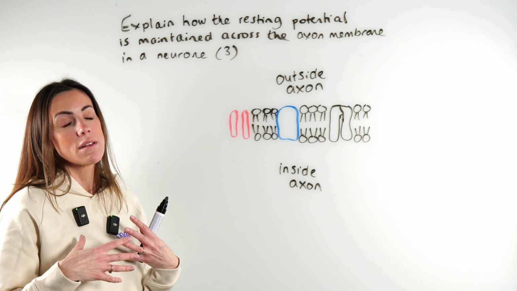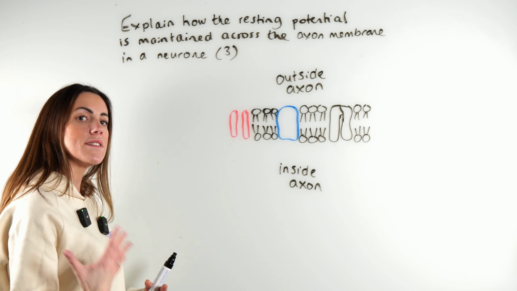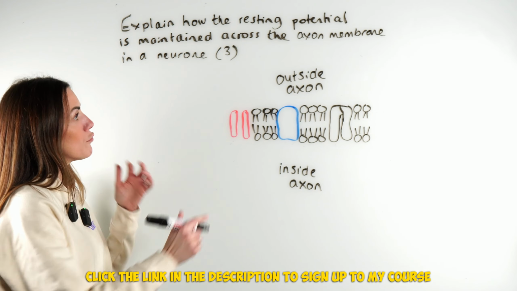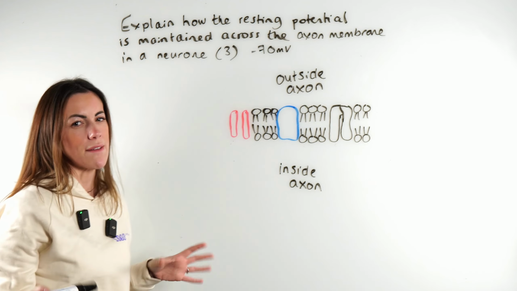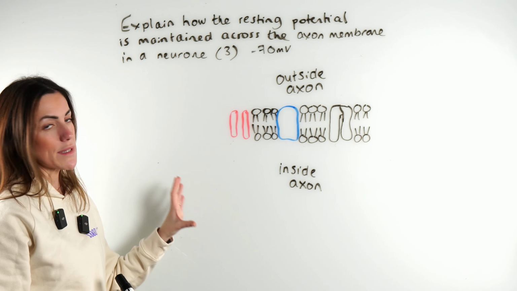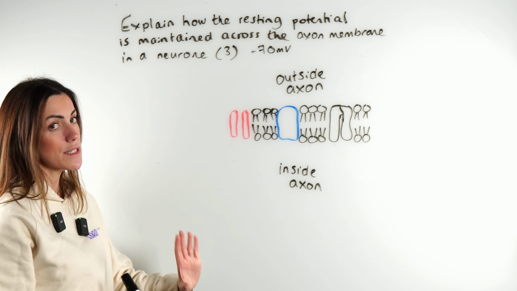The membrane is at resting potential, which is about minus 70 millivolts. It does vary slightly from neuron to neuron, but resting potential is about minus 70 millivolts. Okay, we're going to use this diagram to help us answer the question. So how is the resting potential maintained?